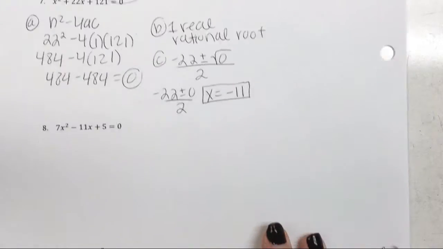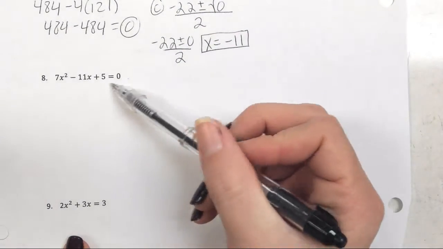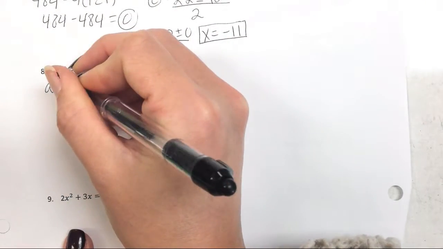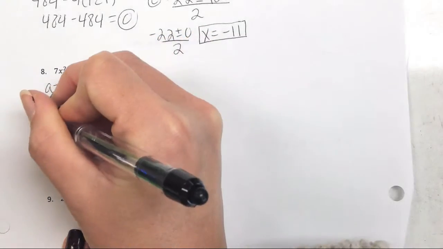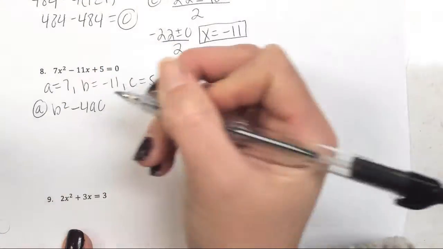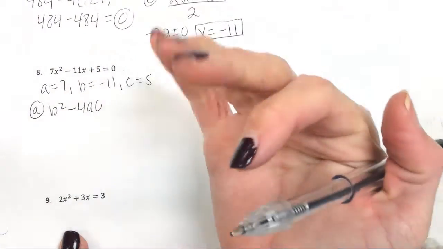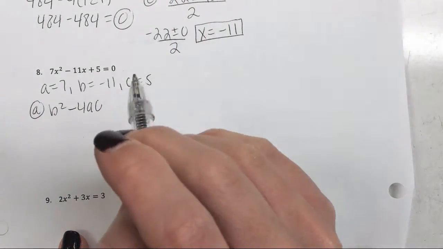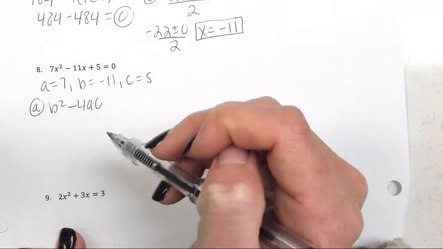Okay, moving on to number 8. Our formula is in standard form, so we can go ahead and get started. Our A is 7, B is negative 11, C is 5. Part A, we're finding B squared minus 4AC, our discriminant. And again, for these videos, if I talk too fast, because I tend to do that, y'all can just pause them. It's a good thing about these videos. And you can rewind them or slow it down at your own pace.